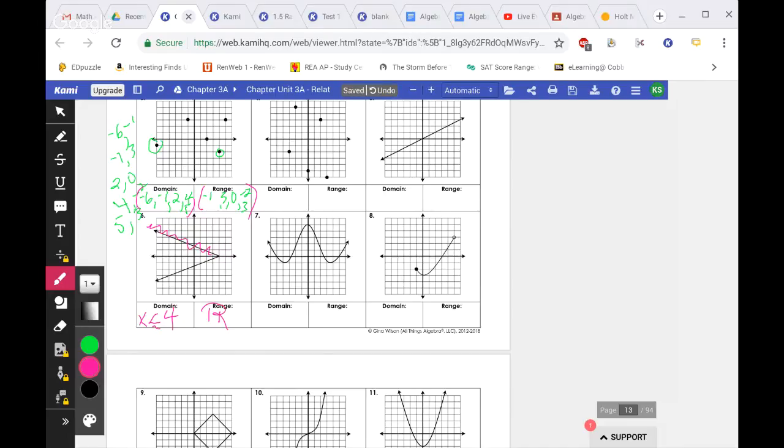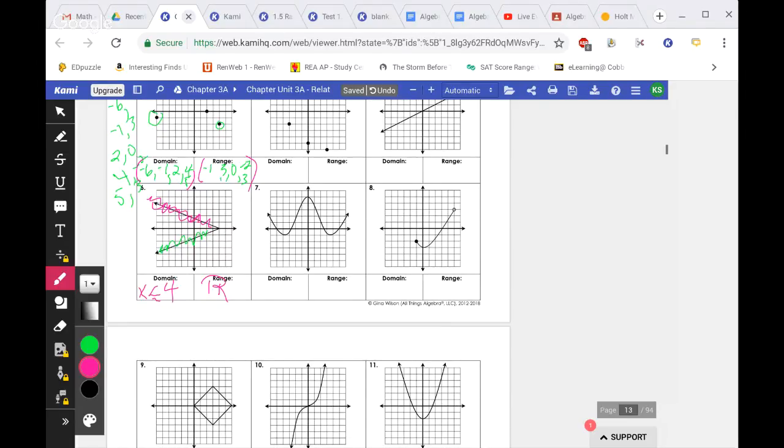Because yes, it is going toward the left, but it's also going up and it's also going down. Like this leg here is going down into negative infinity, and the other leg over here is going up into positive infinity. Is that, or were you confused by that, or are you good with that? I get it. Okay, good.